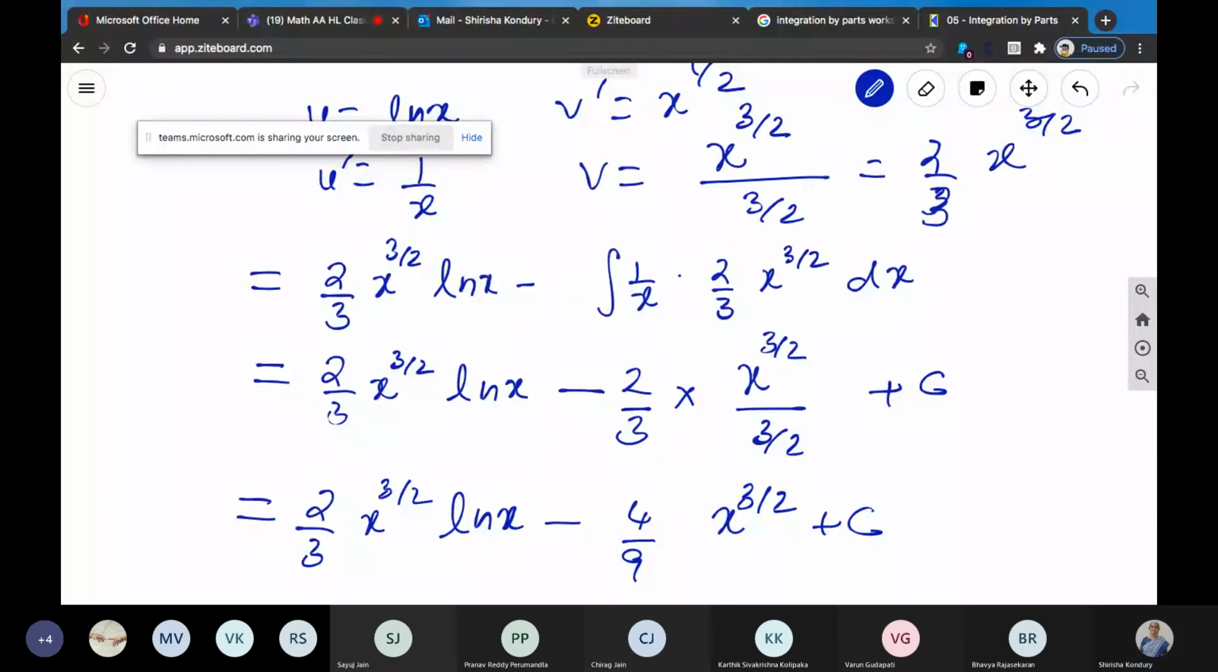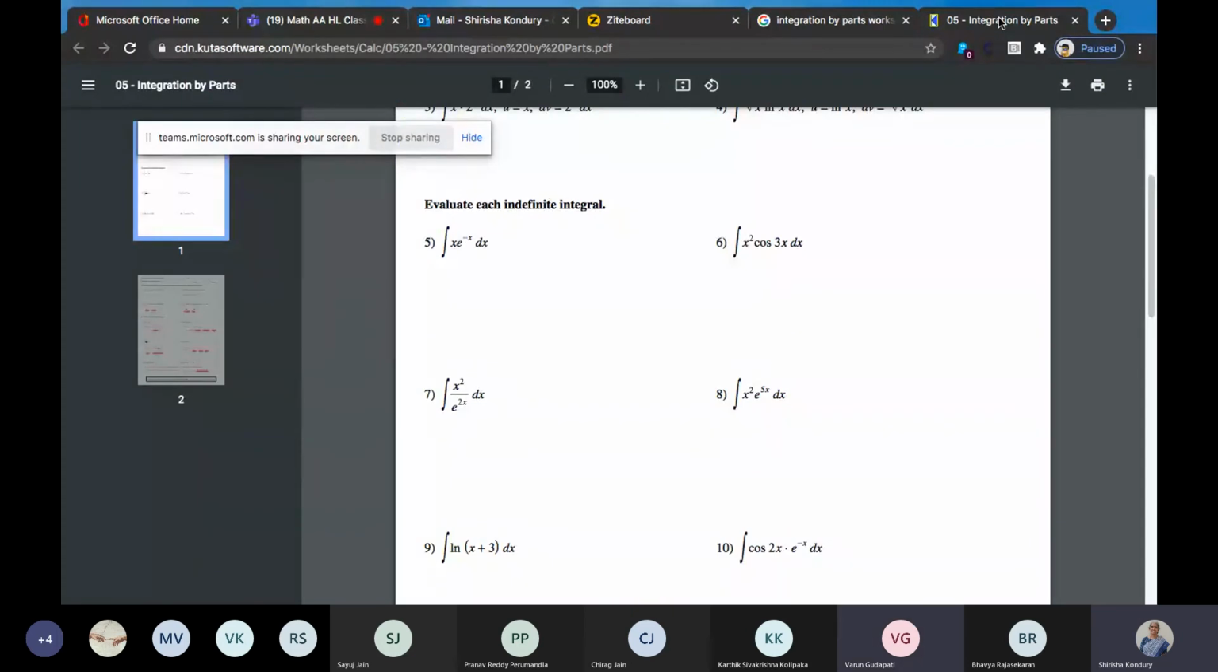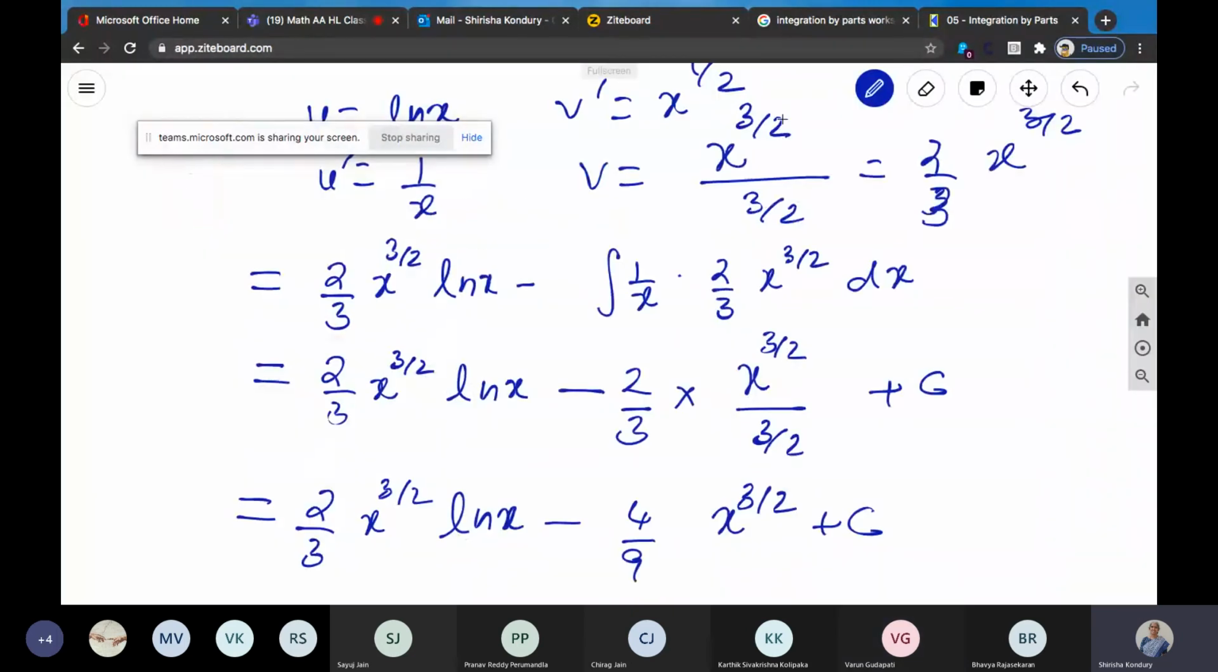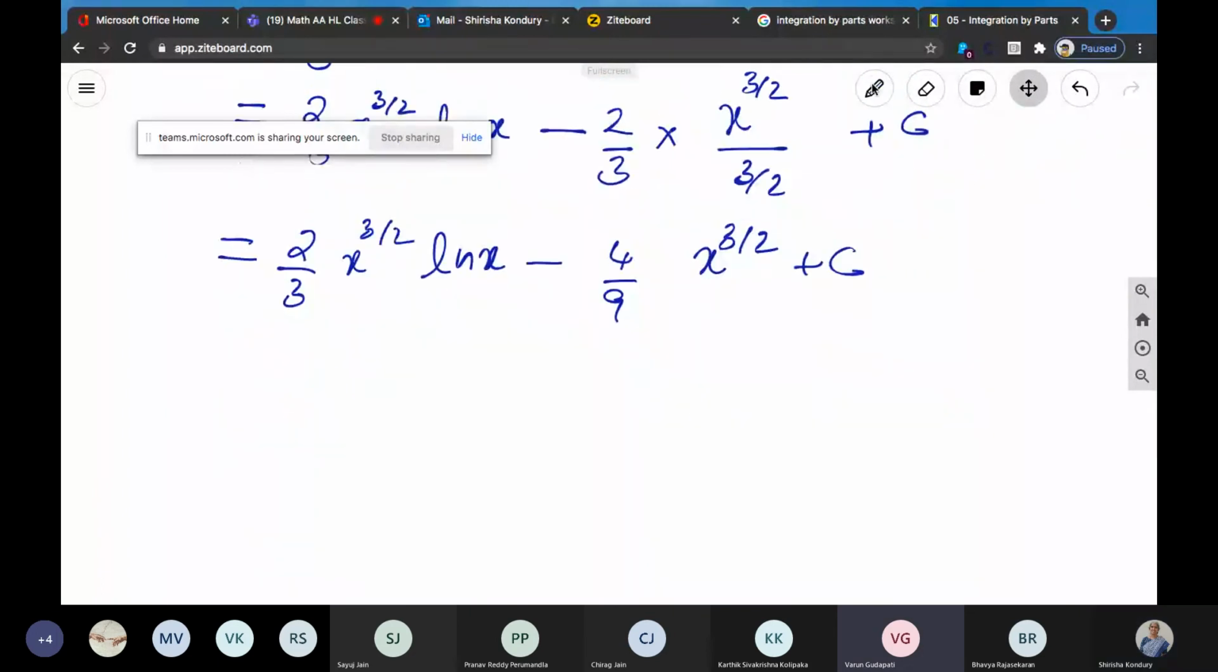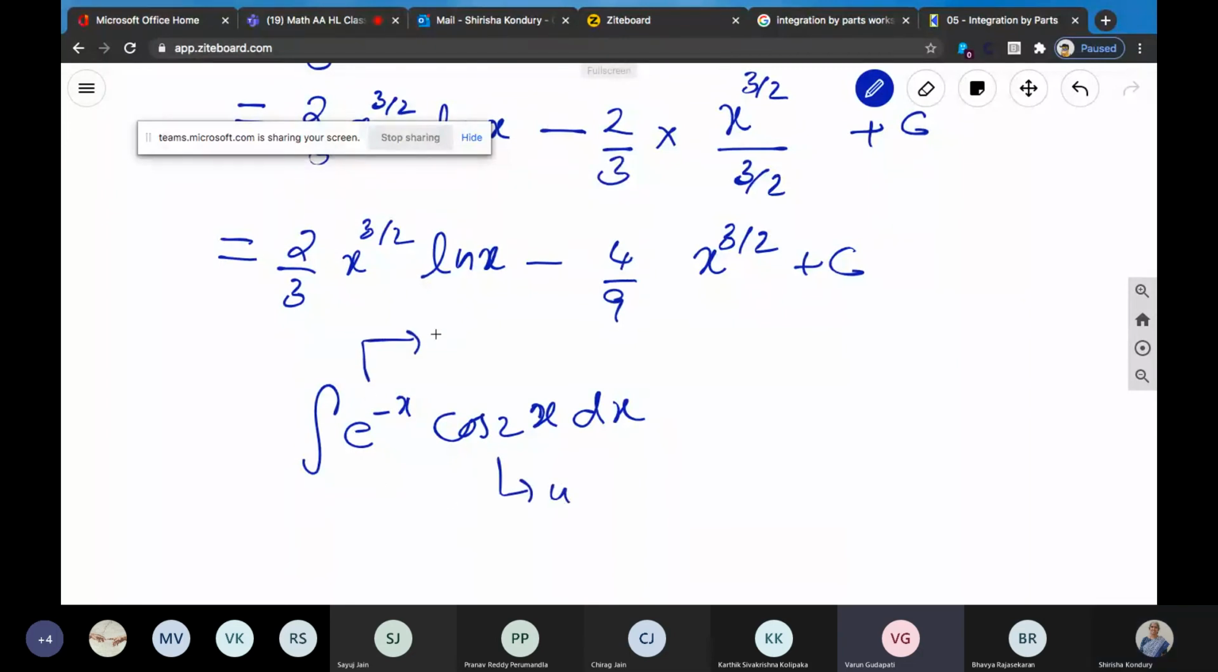Okay. Varun, you are ready to give us the solution? Yeah, I'm almost done. Just give me a second. Okay, so you will tell me the steps and I'll start writing it on the board then. It's e raised to minus x cos 2x, right? Yes. Tell me, what is u and what is v? I took u as cos 2x and v dash is e power minus x.